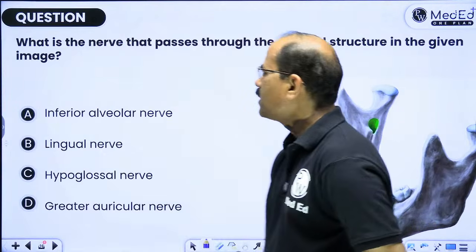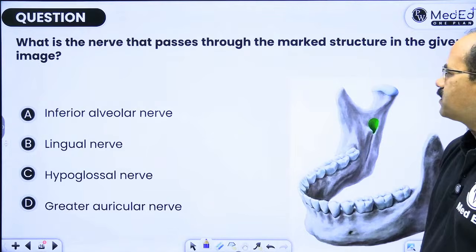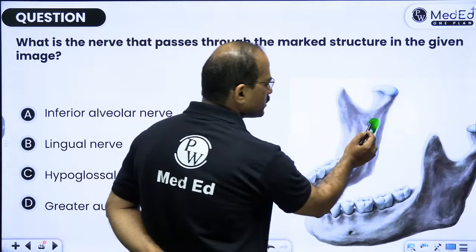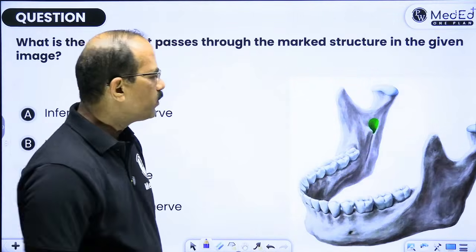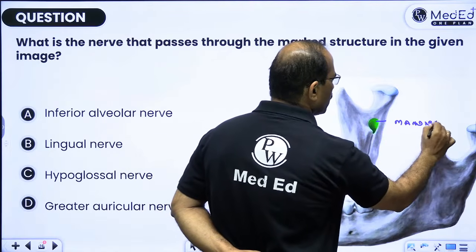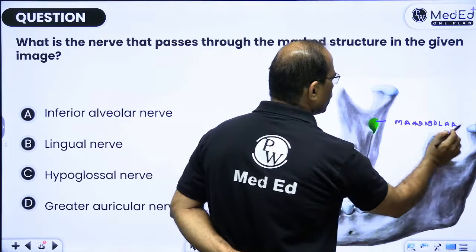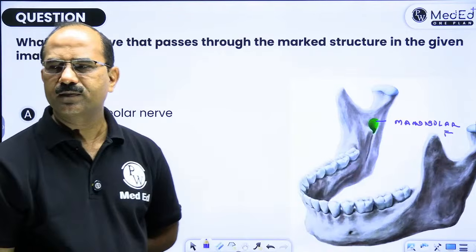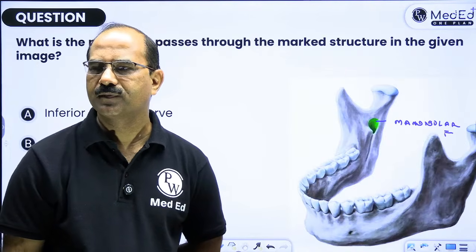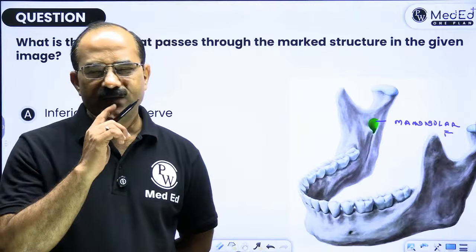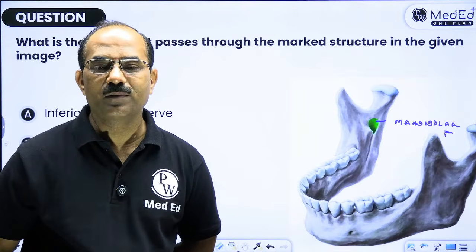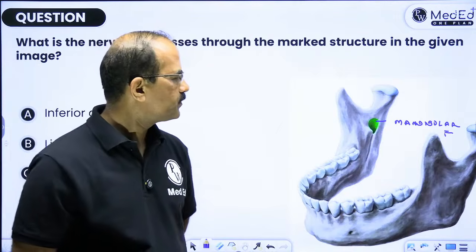Okay, answer this. What is the nerve that passes through the marked structure in the given image? This is the marked structure. What is this foramen known as? This foramen is the mandibular foramen. What is the structure which enters into it? The seventh nerve, children? The anterior two-thirds of the tongue, special sensation is chorda tympani, a branch of the facial nerve.